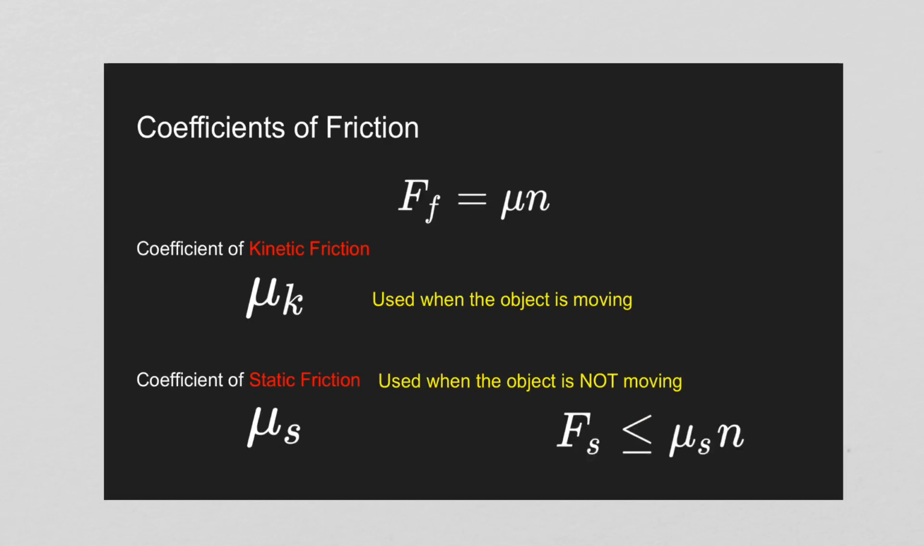And it's very important to note that the force of static friction is less than or equal to mu s times n. This is a little bit different, because if you push something, it's not going to push you harder than you push it. You're not going to push on the wall and the wall's not going to throw you backwards.